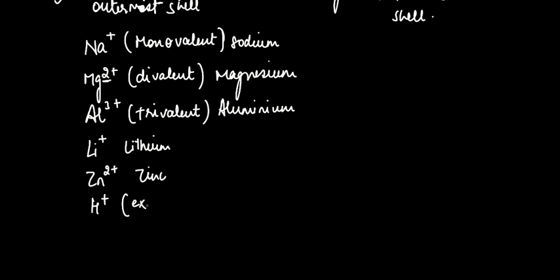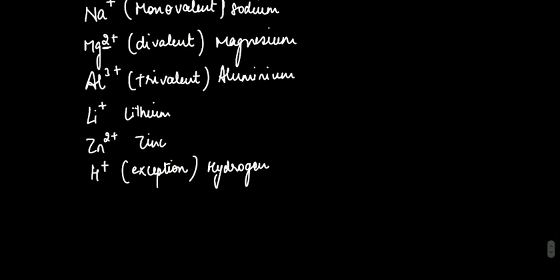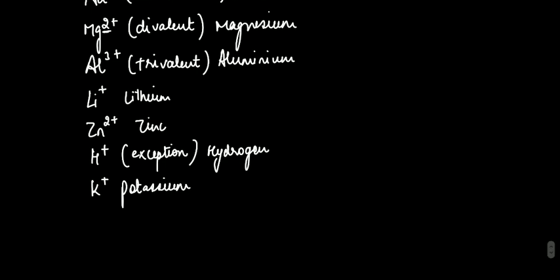Then if we go to some other examples, we can write hydrogen, H plus. This is an exception. It's a non-metal, but still hydrogen has only one electron. It can donate an electron to any other atom during a chemical reaction. So we will call it hydrogen only. Then some more examples: we can write potassium, K plus. Then we have calcium, Ca2 plus.